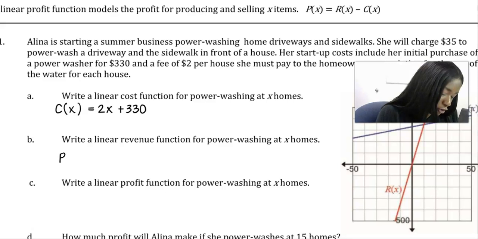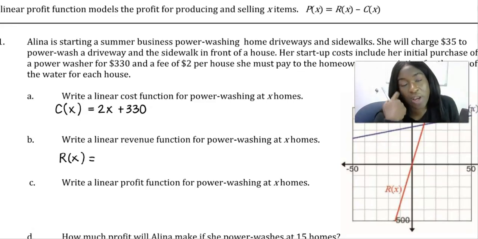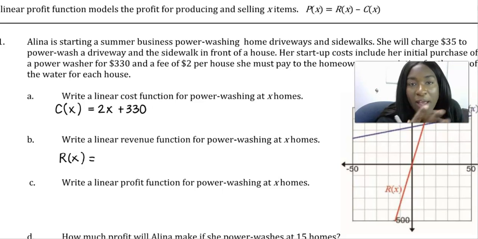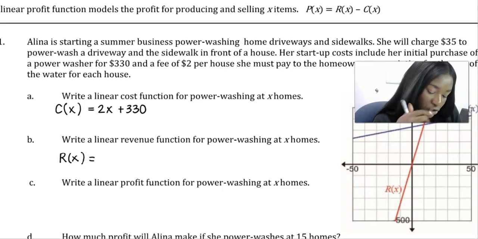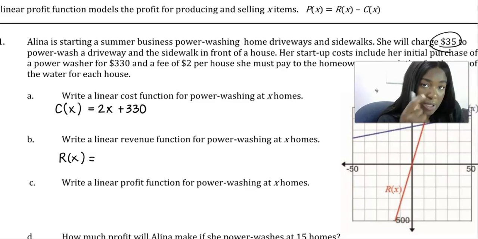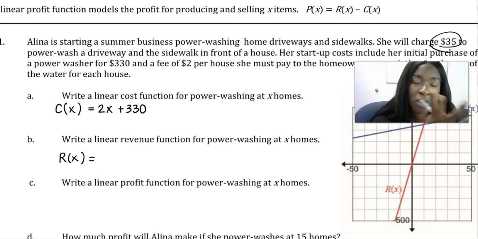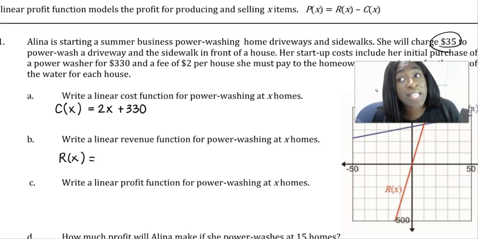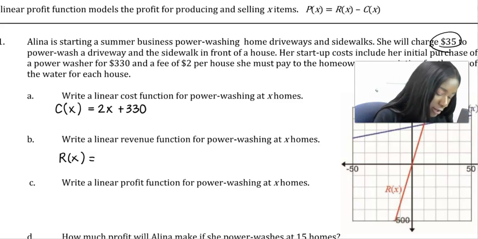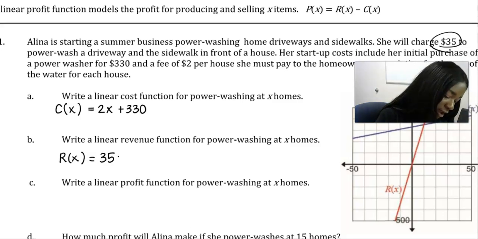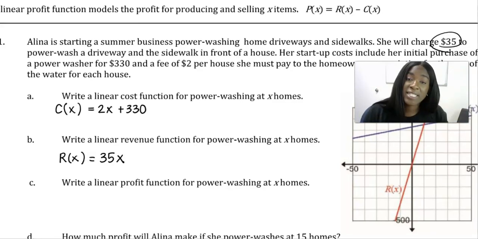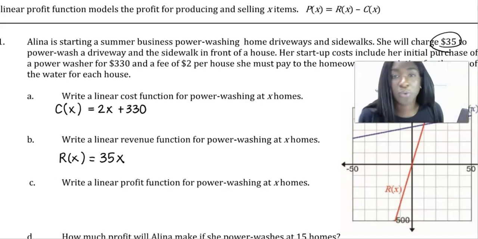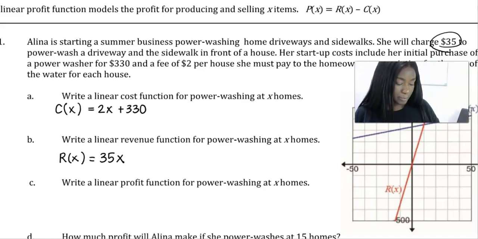Let's write her revenue function. So how much does she actually make? Well, that also depends on how many houses she pressure washes, because she's charging $35 to power wash a driveway and the sidewalk. So if she does 1, she makes 35. If she does 2, she'll make 70. That's 35 plus 35. So generally speaking, she's making 35x, where x represents how many homes she pressure washes.